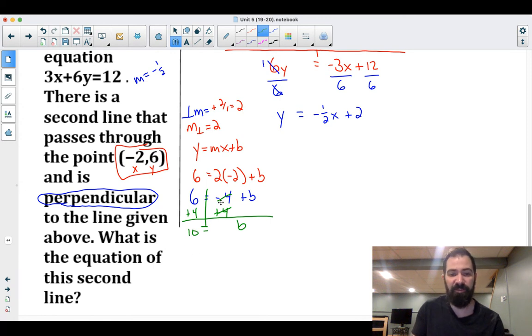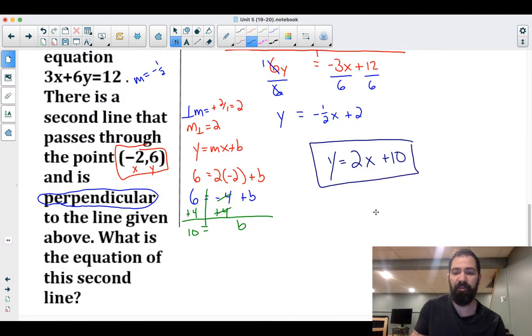Now our final step is to write the equation with our new slope and our new y-intercept. So our new equation would be y equals new slope 2x and our new y-intercept plus 10. And that is our perpendicular equation to the original equation of 3x plus 6y is 12.